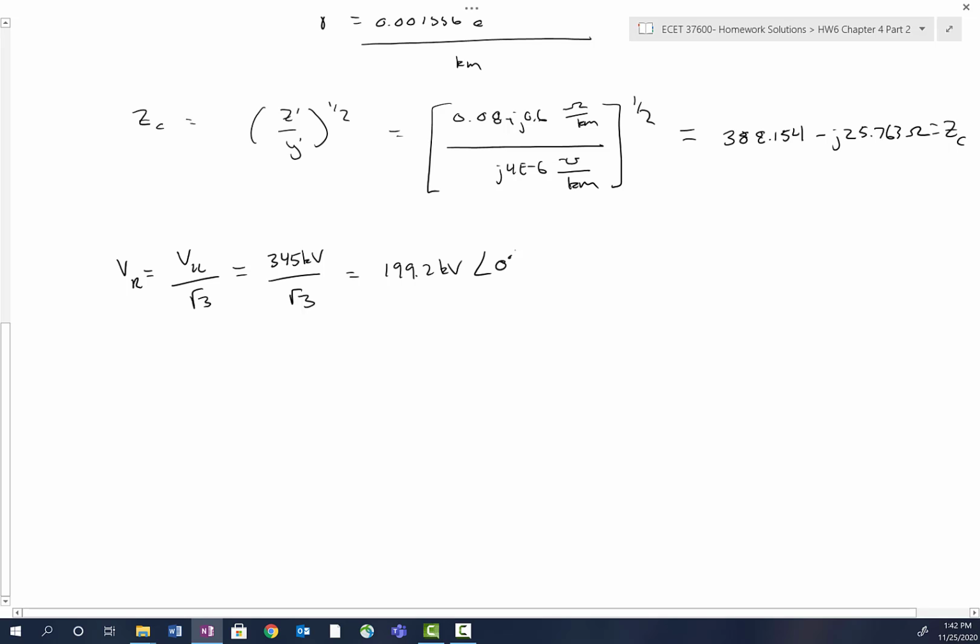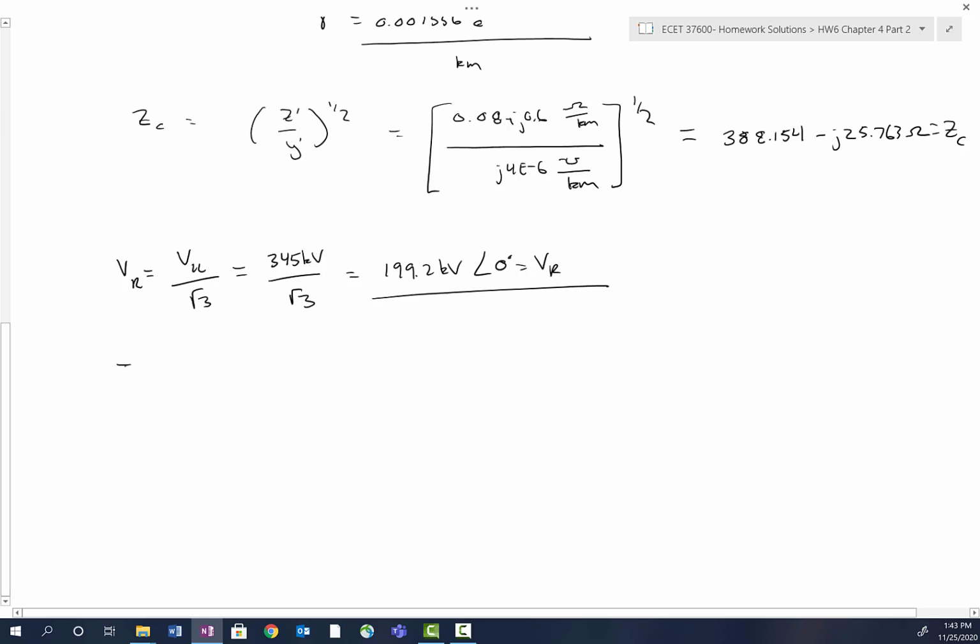And usually we go ahead and assign that value the angle 0, making the line-to-neutral value at the load our reference voltage for these calculations. It is an arbitrary choice, but that is fairly commonly done. The next thing we need to do is calculate the receiving end current. In this problem, it wasn't given to us directly. We were instead told what the power consumption and power factor of the load are.